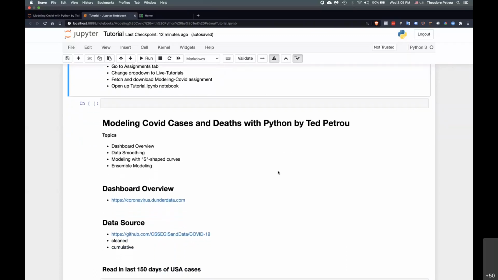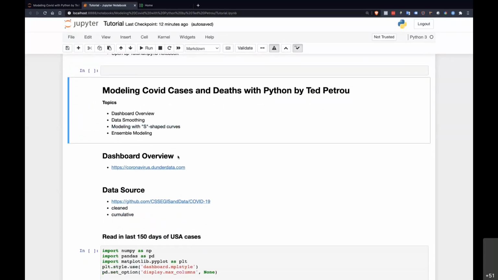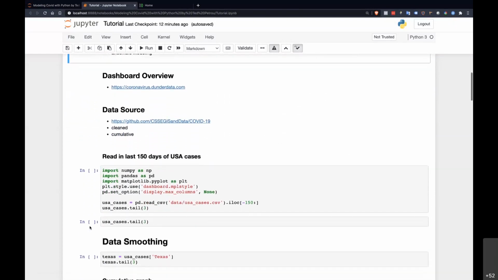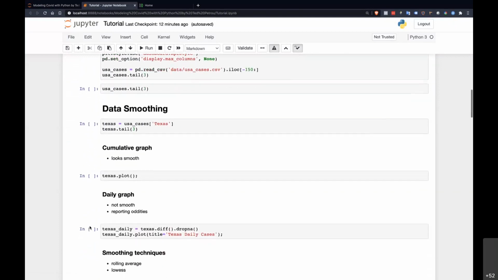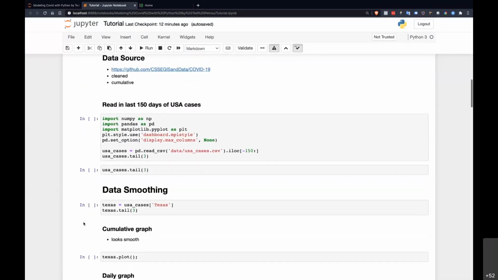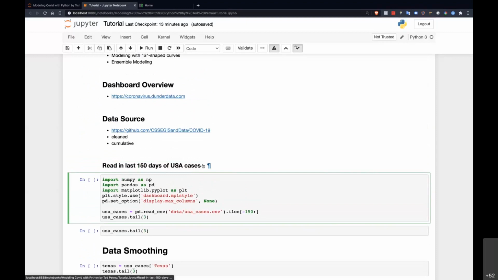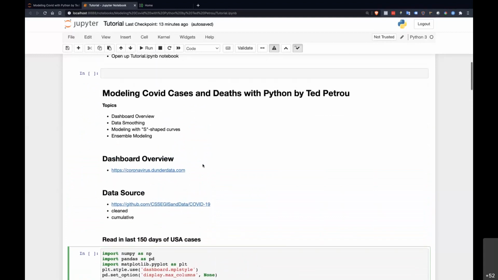So again, this will last approximately an hour, with most of it being in this modeling with S-shaped curves. The way I do these tutorials is that I have the code written out. Sometimes in my tutorials I have less code and we're coding along, but this one is not a coding-along tutorial. This is more or less just executing the code. So when you're following along, you'll just need to execute the code. In each cell, you press Shift Enter to execute the code, and that will get you through it.